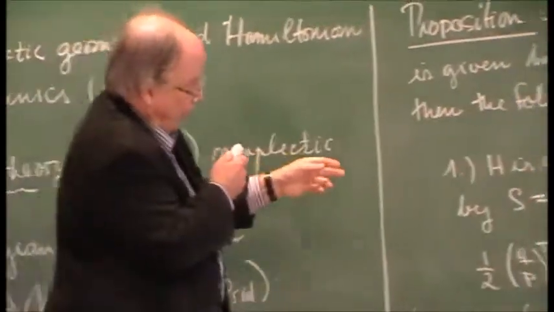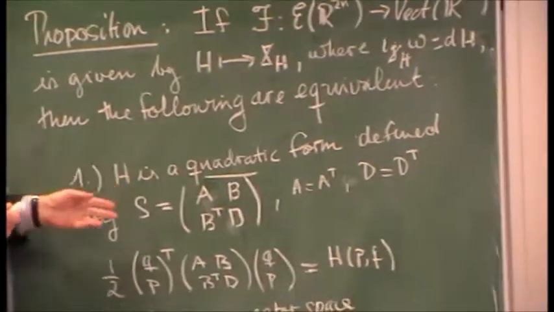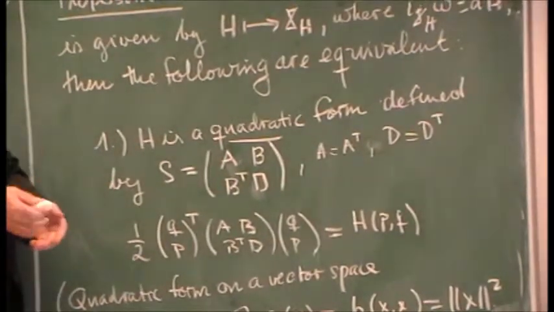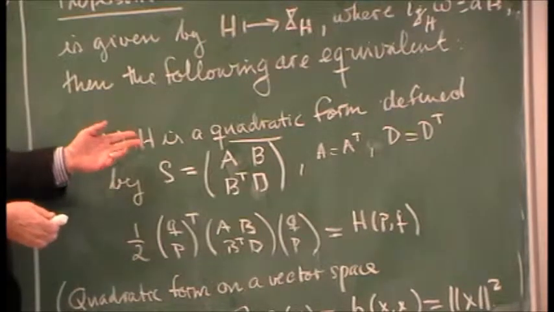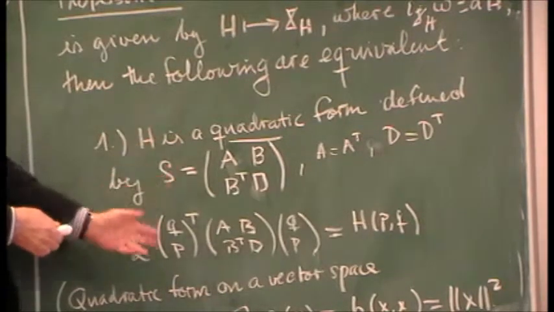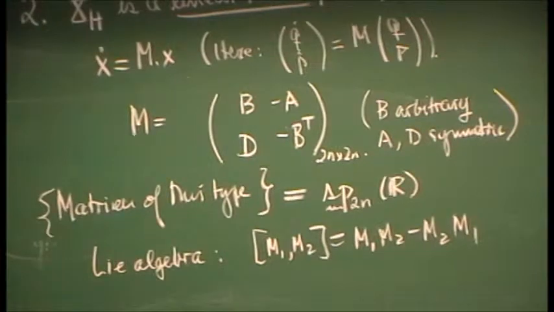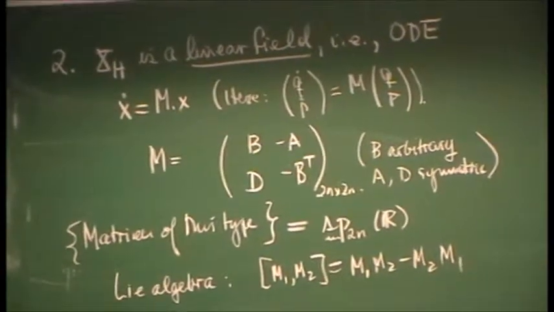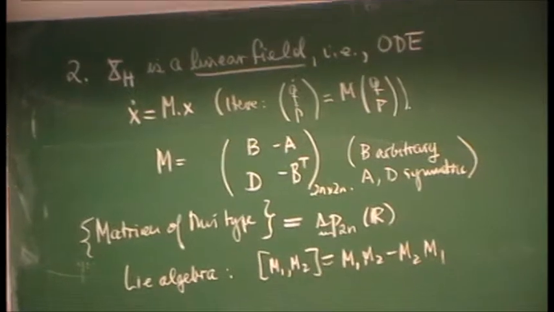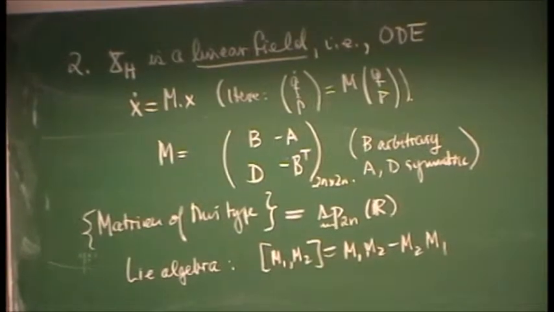You should really think physics, because almost all Hamiltonian systems you begin with in physics, the harmonic oscillator, anything you begin with, is quadratic. It's very unusual to go to a higher order. You have a symmetric matrix, you write it down, you go to the Hamiltonian flow, the linear field. It's very simple. It's just matrices of this type, which is a Lie algebra. This is the symplectic Lie algebra.